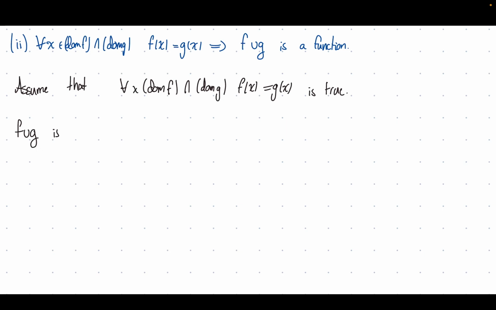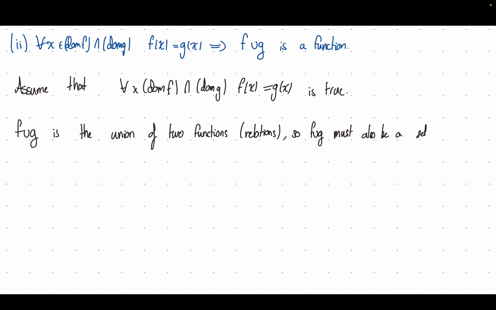So I'm just going to argue that f union g is the union of two functions, meaning that they are relations. So f union g must also be a set of relations. I think that one is pretty self-explanatory. And then showing that it is single valued is a bit less obvious. It's not quite as straightforward.